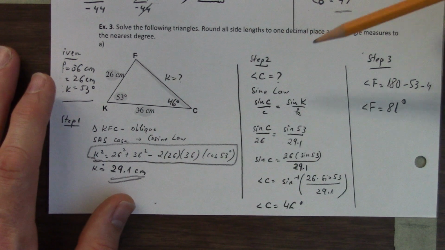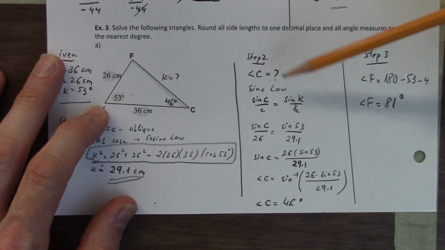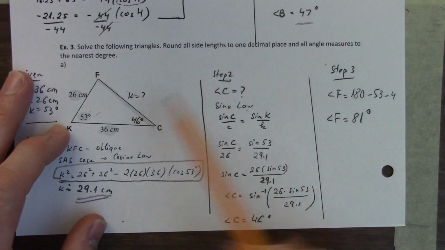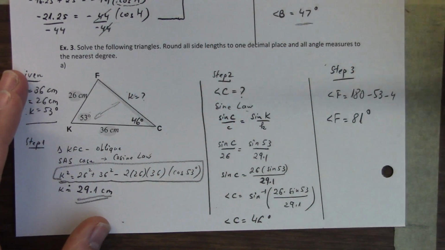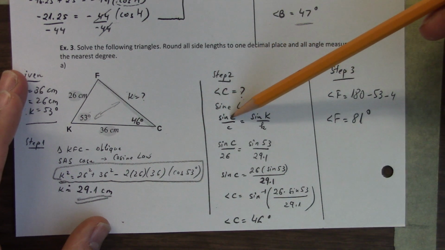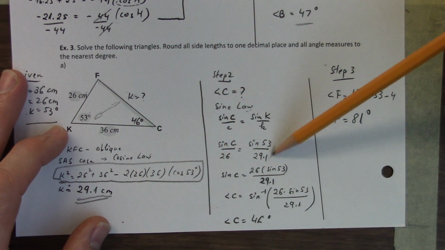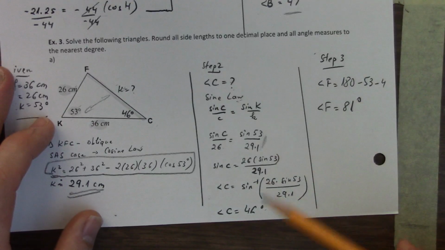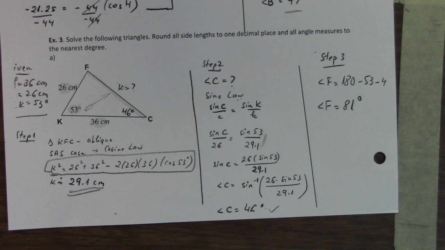Okay. Once we have side K, we then have a ratio here. Notice how we switch to sine law, because we already have a full ratio. So we don't want to go through cosine law again to solve the other stuff. We can just use the sine law to get angle C. We put the angle on top, sine C, over 26, which we have, over the ratio that we've established with K, 29.1. And we solve for angle C is 46. You don't have to do the sine law once you do it once. You've given yourself enough information in that triangle, so start using the sine law. Does that make sense? You guys understand what I'm saying?